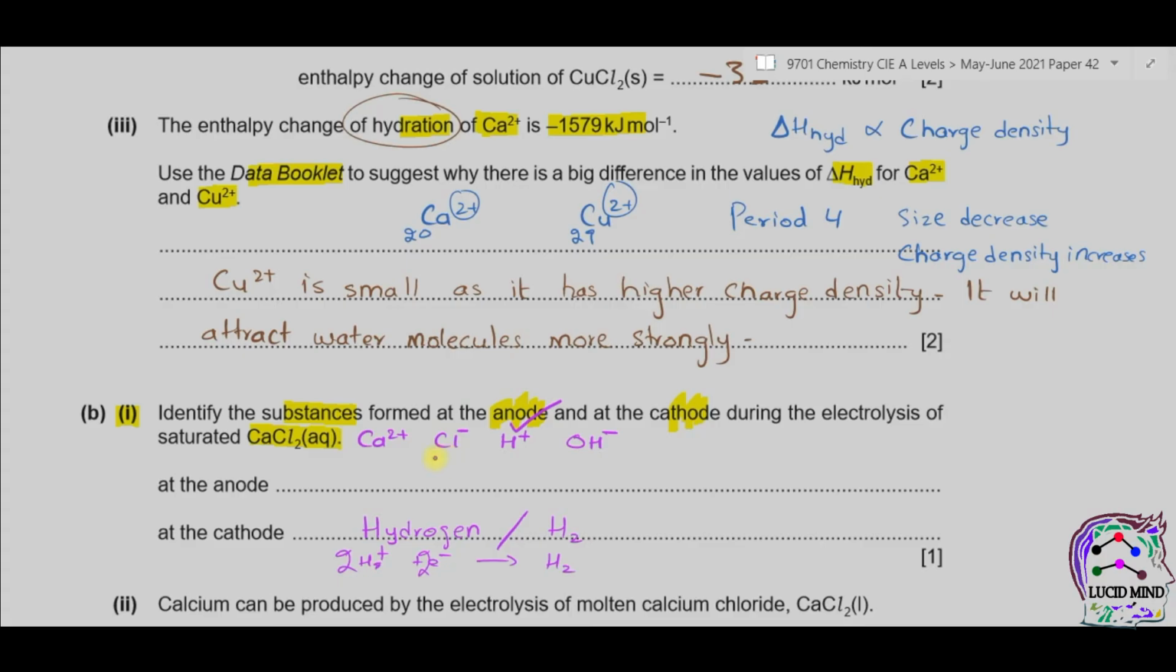At the anode we have these two ions. As it is saturated calcium chloride, chloride ion will be in more concentration as compared to hydroxide, which is from water. So the greater concentration can discharge, so Cl negative will lose electrons to form chlorine gas. So at the anode we have chlorine Cl2.